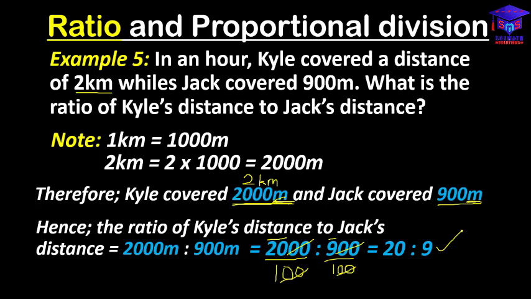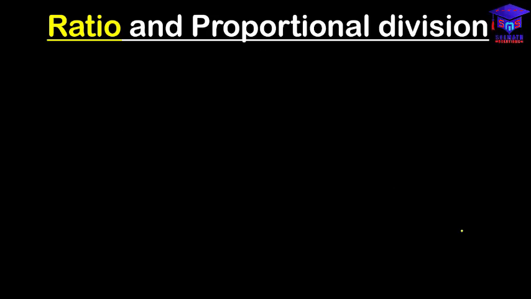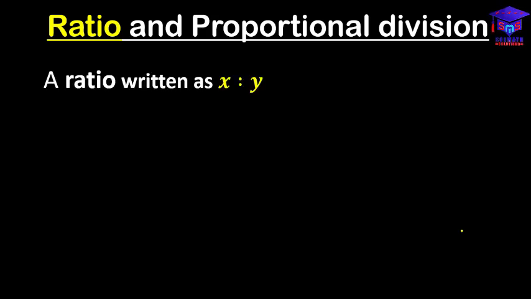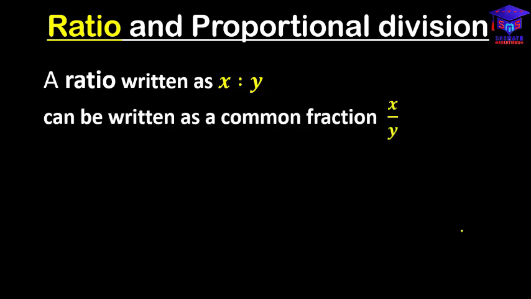Alright, now we can write ratios as fractions, right? So for example, if you have a ratio which is written as x is to y, you can write that as a common fraction, x over y. Is that right? If I have a ratio that is written as, let's say, a is to b, you can write this one as a common fraction, the first one, a, over the second one, so over b. That's how it is.